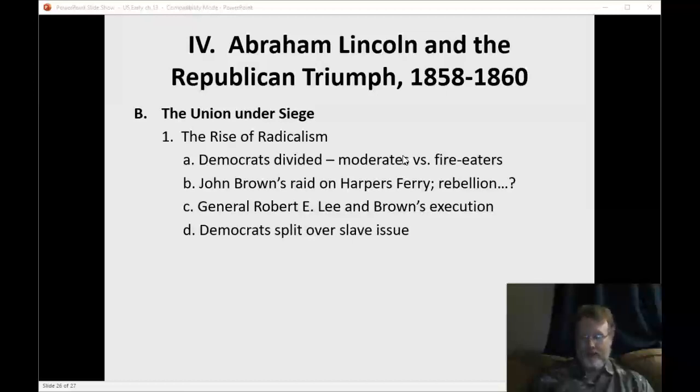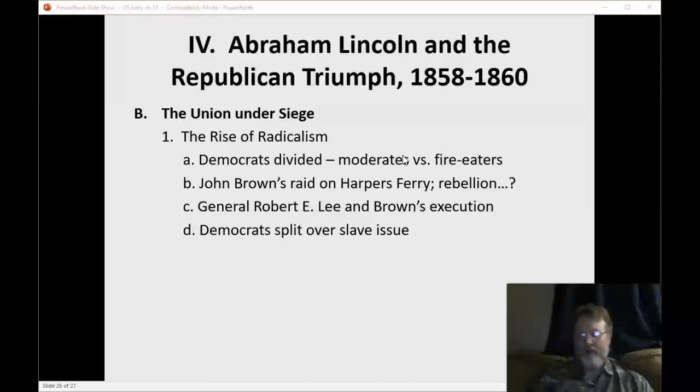Democrats are incredibly split over the issue of slavery. They can't decide who is going to. I do want to mention that 17 men were actually found guilty of treason and hung. 17 were hung by this big mass execution, one of the largest ever. Not the largest, but one of the largest ever.